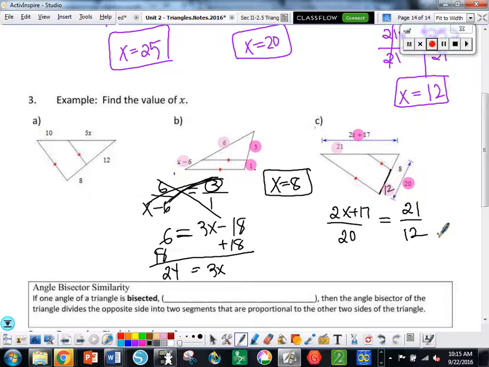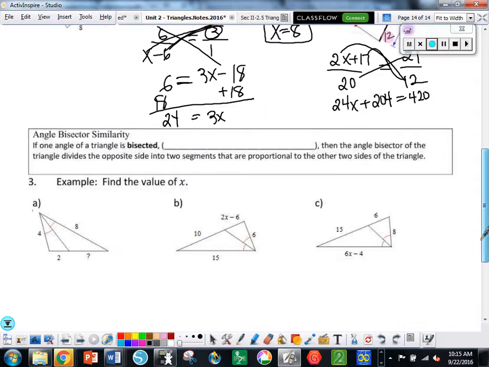Would you like to see it, or can we move on? You think you got it? When I cross multiply, everybody gets a 12. What would we get there? 24x plus big numbers. 204? Equals.